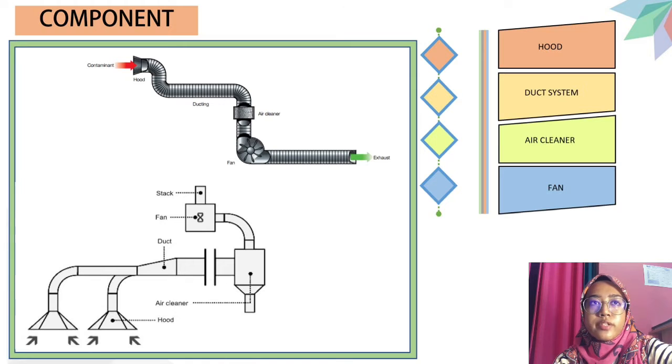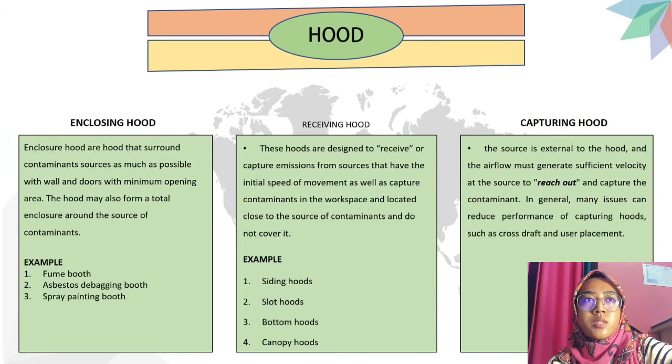A local exhaust ventilation system comprises up to six basic elements. The basic elements are hood, duct system, air cleaner, fan, exhaust duct, and makeup air. The purpose of the hood is to collect the contaminants produced in the airflow directed towards the hood. The hood is the most important component in a local exhaust ventilation system.